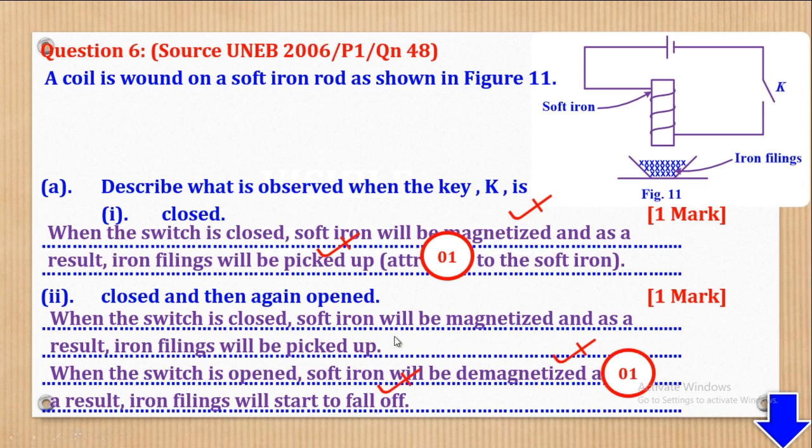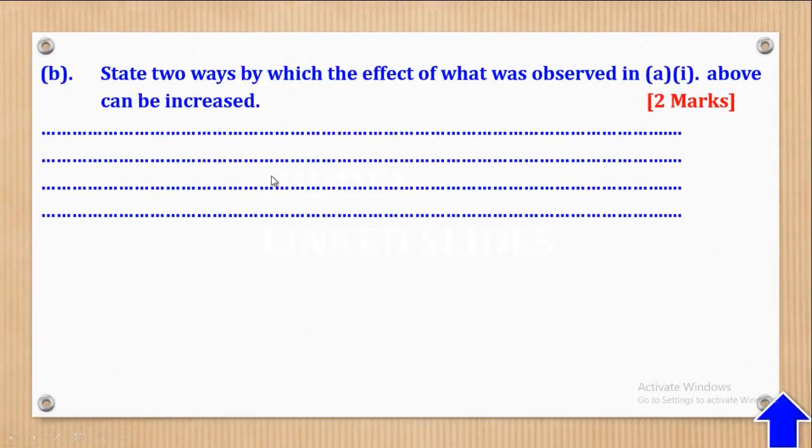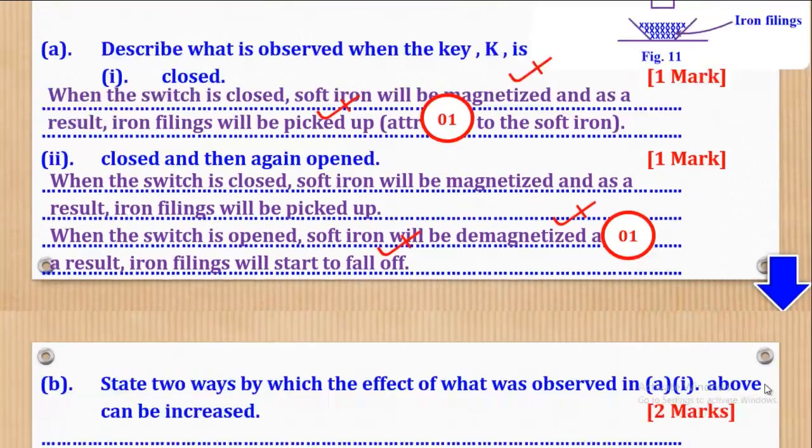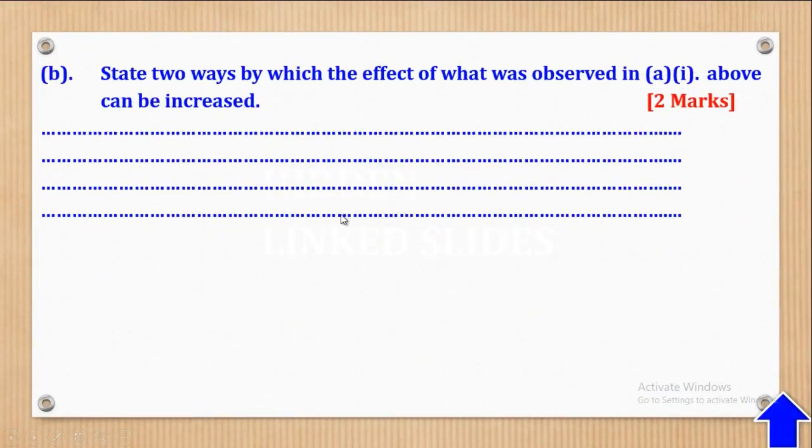Now we shall go to part B of this question. Part B says state 2 ways in which the effect of what was observed in Roman 1 above can be increased. So they want this effect, in other words the effect of the soft iron being magnetized and the iron filings being attracted, how can it be increased? So we shall say Roman 1. Part 1 is by increasing the size of current. When you increase the size of current, you increase the strength of the magnetization.